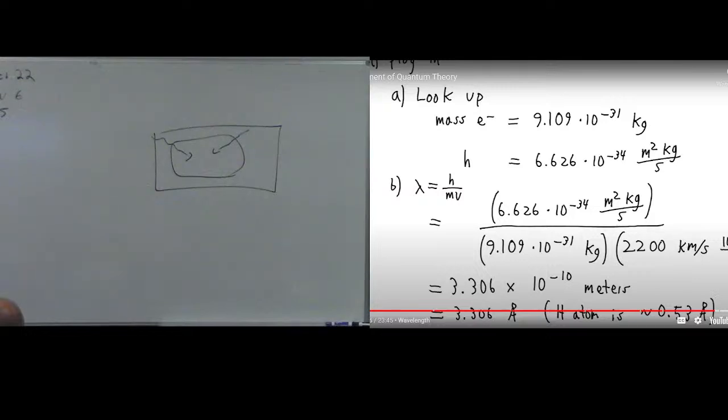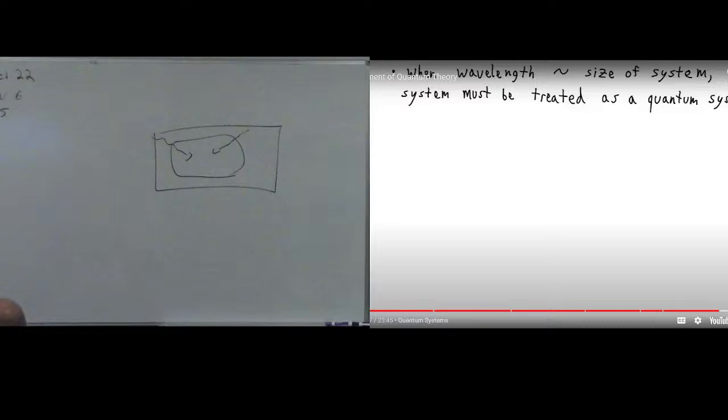Now the diameter of a hydrogen atom is on the order of about half an angstrom. So the wavelength of this electron is much larger than the hydrogen atom itself. In general, when the wavelength that you calculate is on the order of the size of the system, or even within a few orders of magnitude of the size of the system, that means you're going to need to consider it as a quantum system and use quantum mechanics to come up with a reasonable solution.